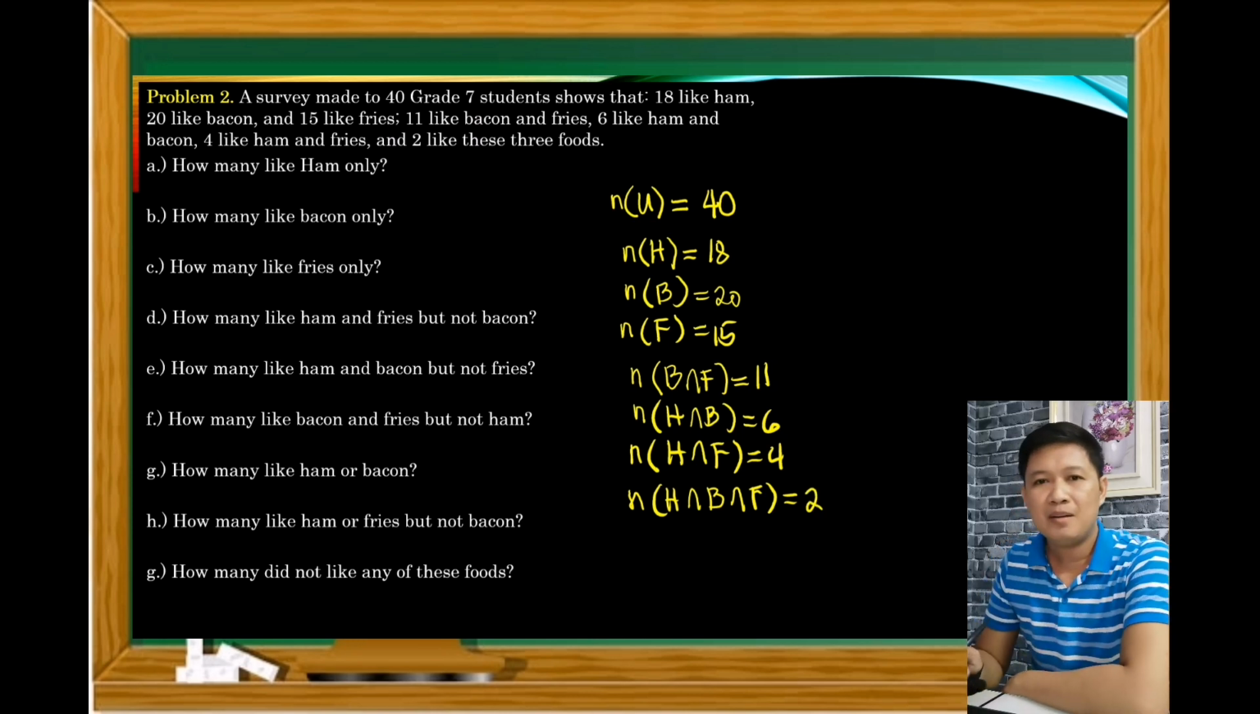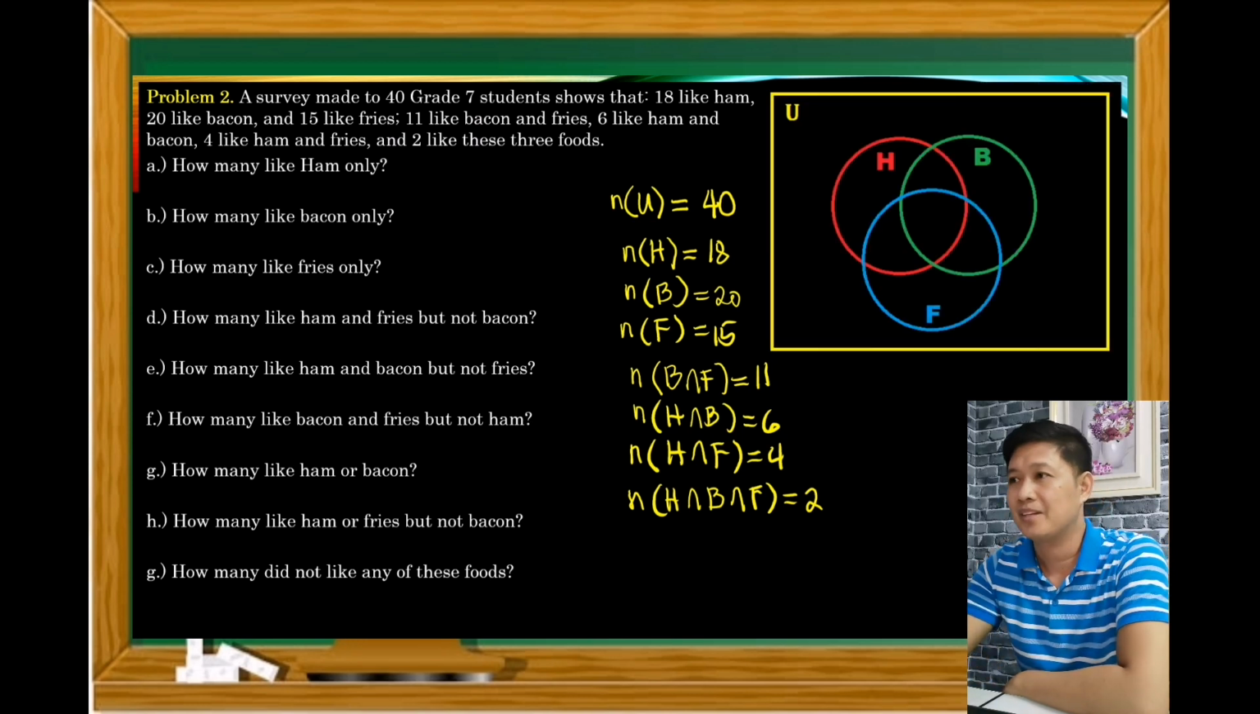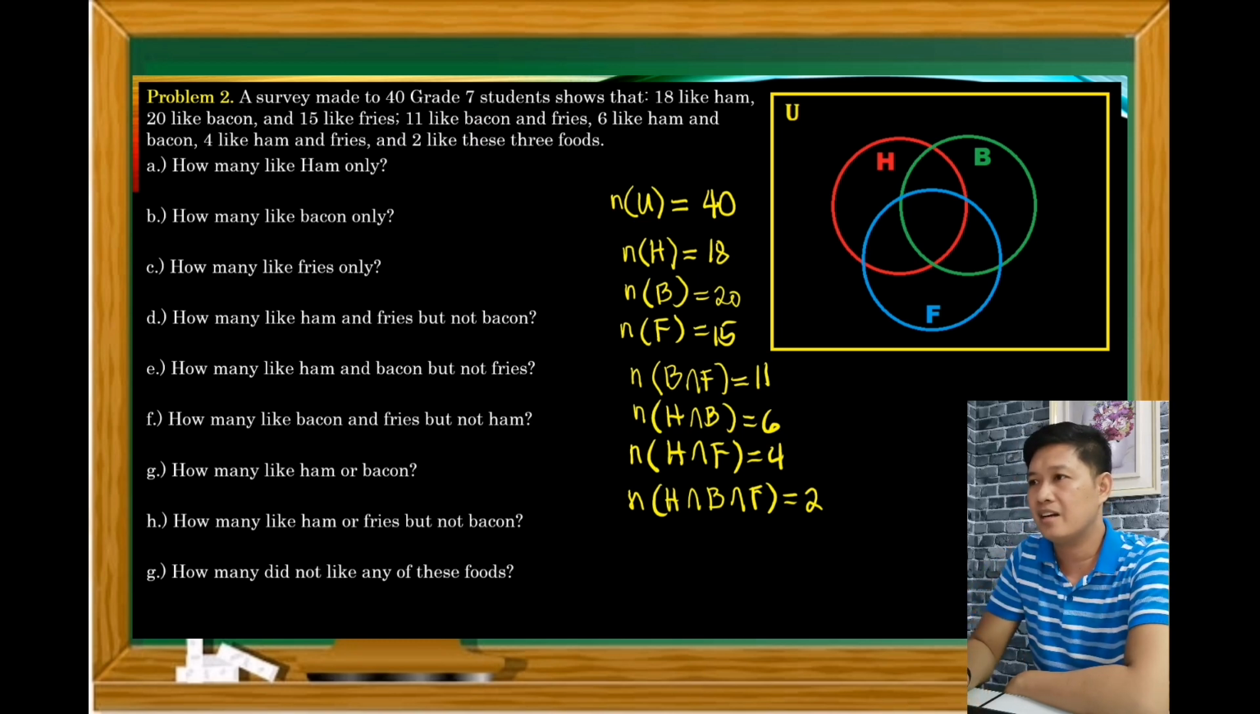Now, para mas malinaw at mas mapadali ang ating pagsagot sa problems A to I, we are going to sketch a Venn diagram. Alright, so we have here. Okay, di ba nga, alam naman na natin yung total number of students na sinurvey. Therefore, our universal set is equal to 40.